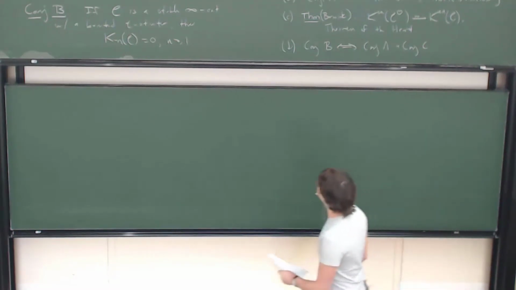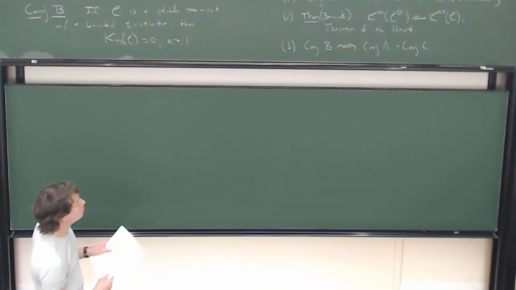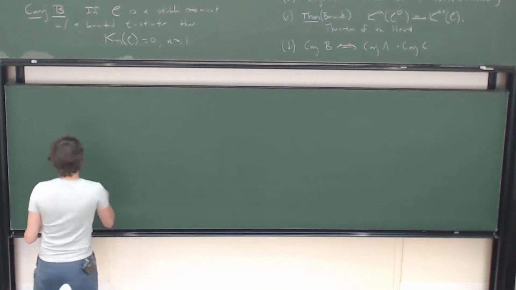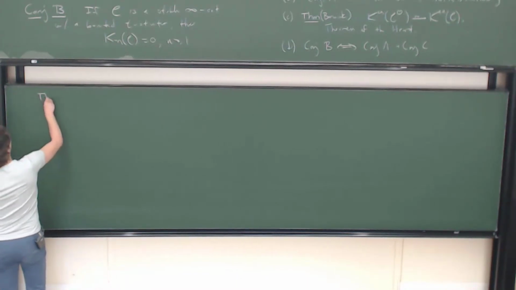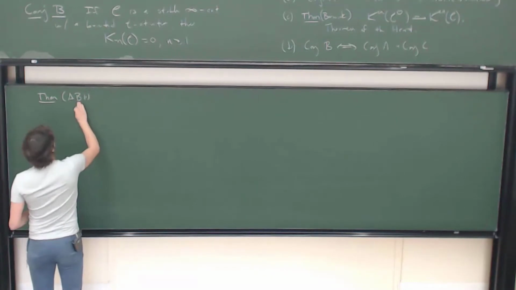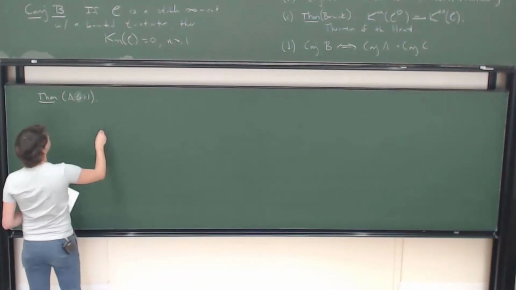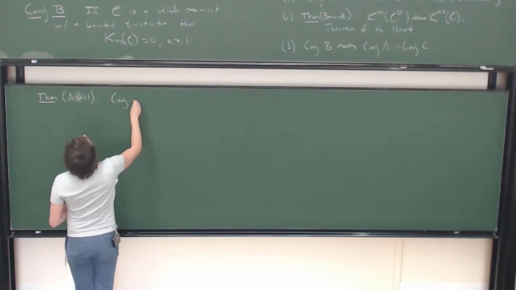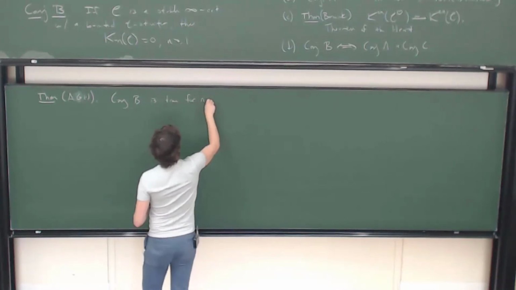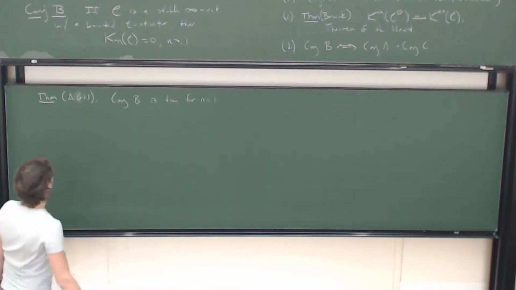So our contribution: conjecture A is posed in Schlichting's paper. We suggest conjectures B and C. Our theorems: the first one is that conjecture B is true for n equals 1. So this is the analog of fact A there.